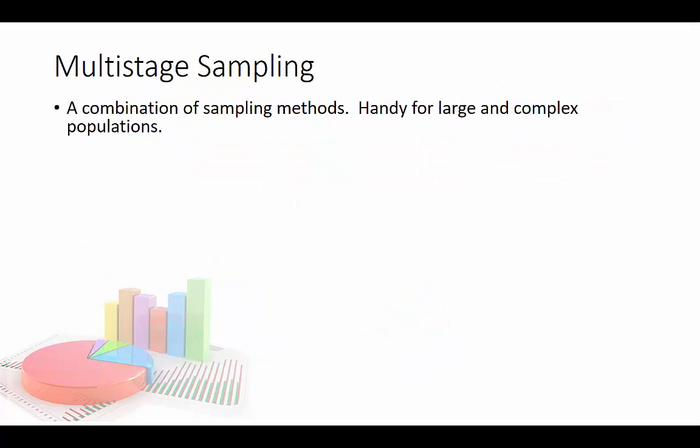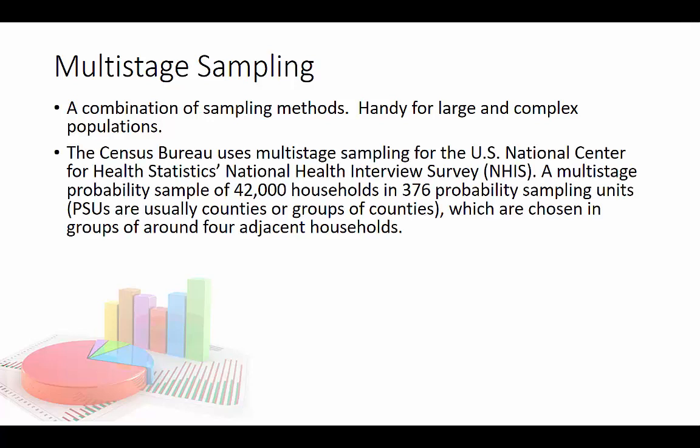Finally, we have multi-stage sampling, and that's basically a combination of sampling methods. You end up using it quite a bit in bigger, more complex populations. The Census Bureau uses it for their National Health Interview Survey. They'll do a probability sample of 42,000 households, but they basically put the households into 376 groups. Then they pick from those groups, and they're chosen in groups of around 4 adjacent households. So as you can see, it's a little bit complex.